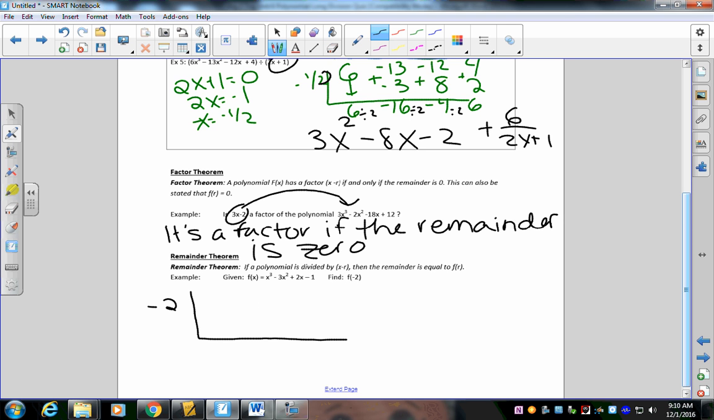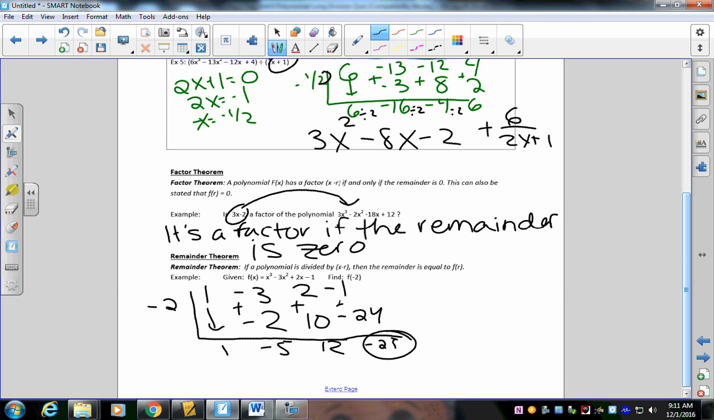And if we fill in 1, -3, 2, and -1, go through our synthetic division, bring down the 1, multiply, add, multiply, add, multiply, add. -25. That's the remainder, that's the answer. Meaning, if I substituted -2 back into the original function, this is what I would get out of it. So just understanding that relationship, that synthetic division can help you do that.